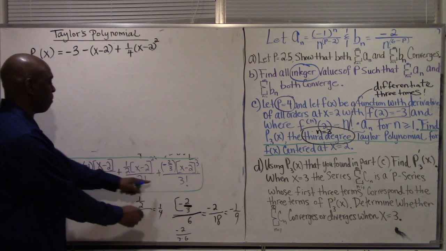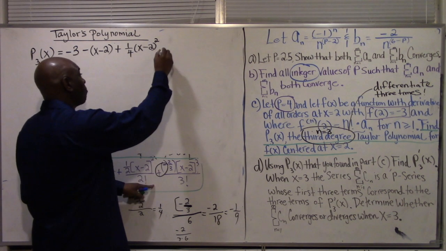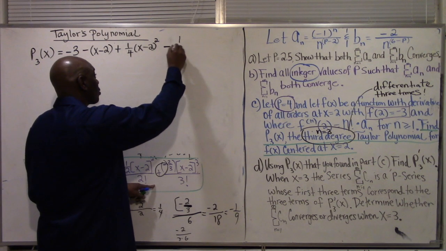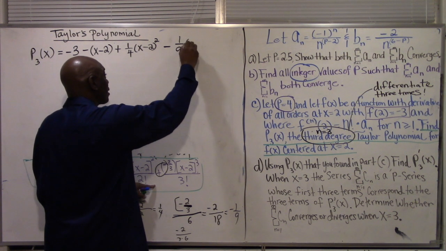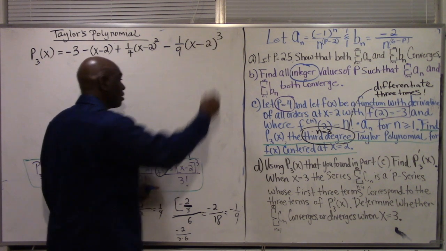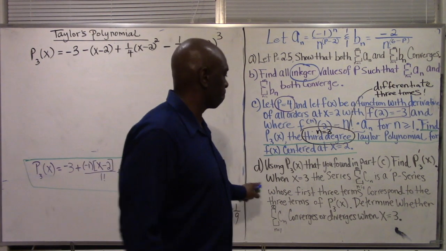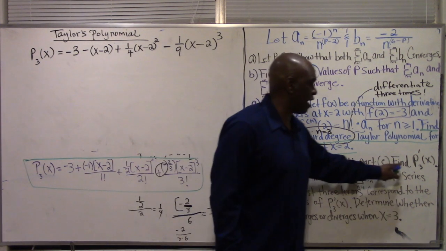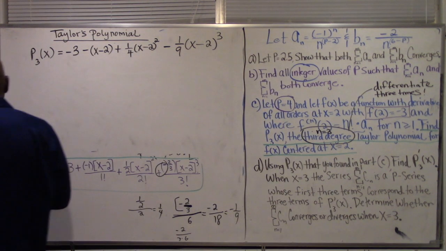Alright, so now I'm back up here. A negative times a positive is negative, so it's going to be minus 1/9 times x minus 2 quantity cubed. Okay, now I'm ready to answer part D. So now I'm going to find my derivative of this fellow. Let's find the derivative.